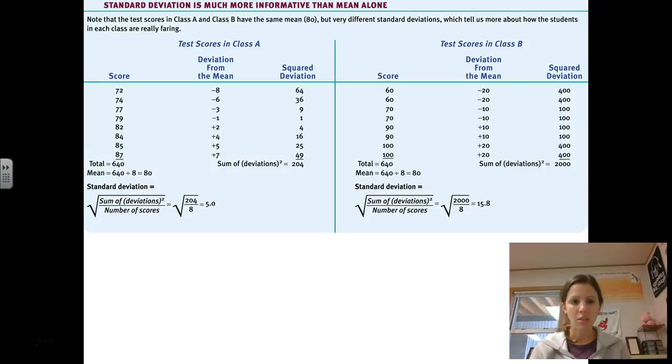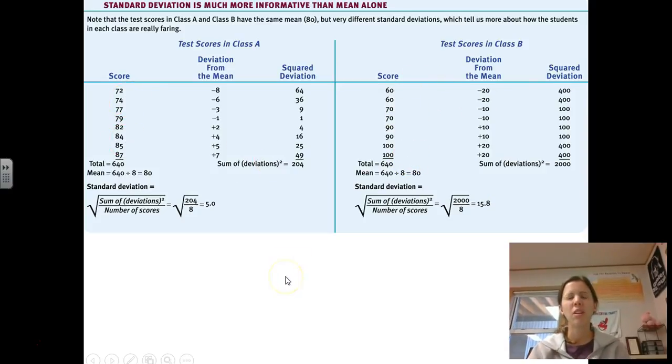So we have 2 test scores for 2 different classes. They have the same average, so their average is 640 and 640. But you can see that Class A has a much lower standard deviation than Class B. Okay, so the scores are much more close together than they are over here.